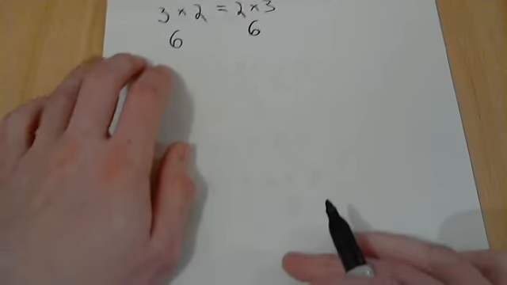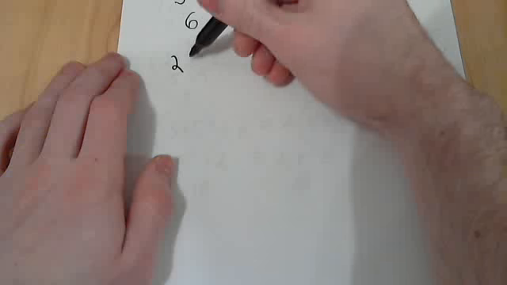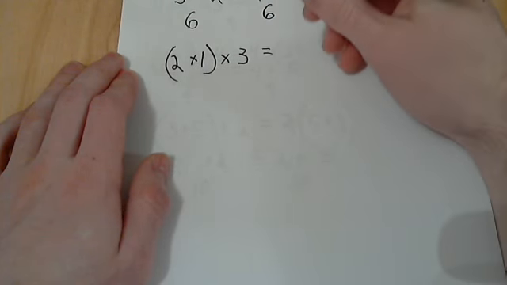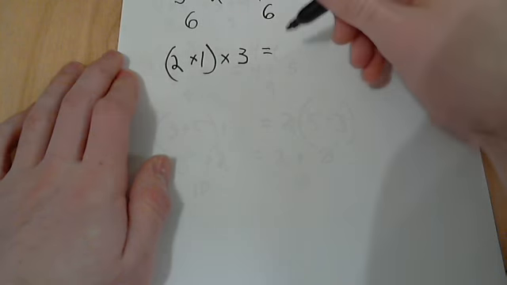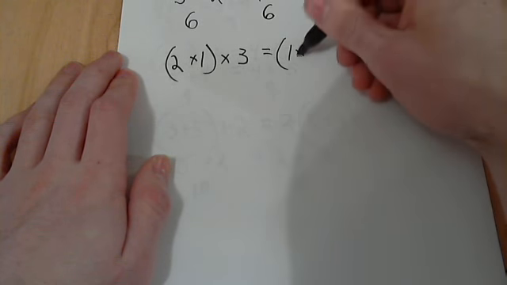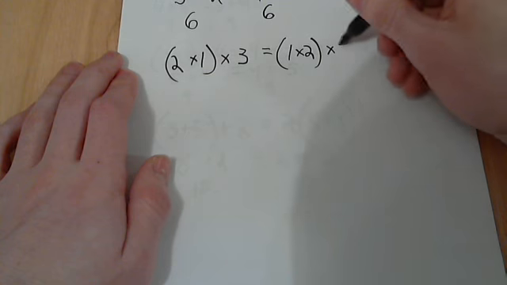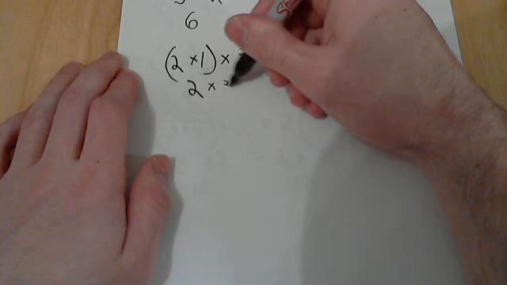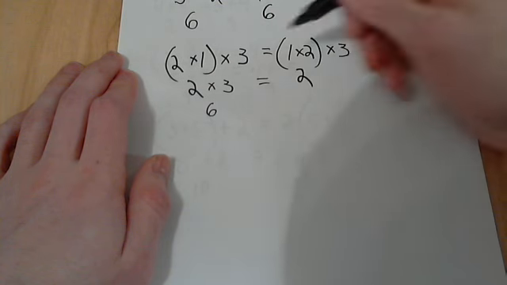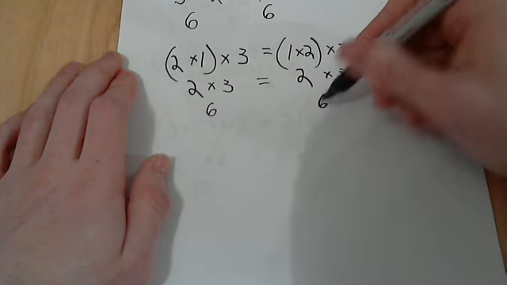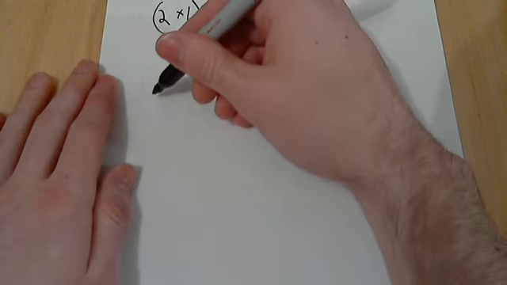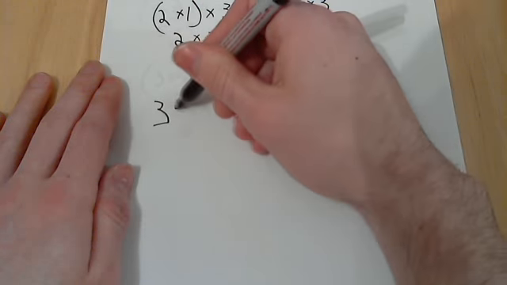So there's one example. So let's say we have something like 2 times 1 in parentheses times 3. So we can change the order inside the parentheses just like for addition. So we'll have 1 times 2 times 3. And we know 2 times 1 is 2 on both sides, times 3 equals 6. 2 times 3 equals 6. So that's another example.